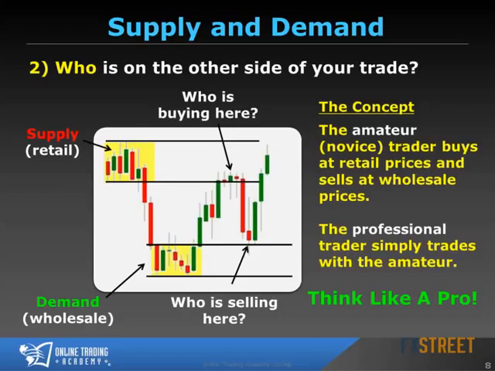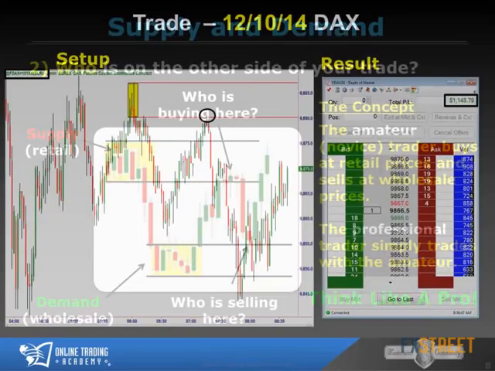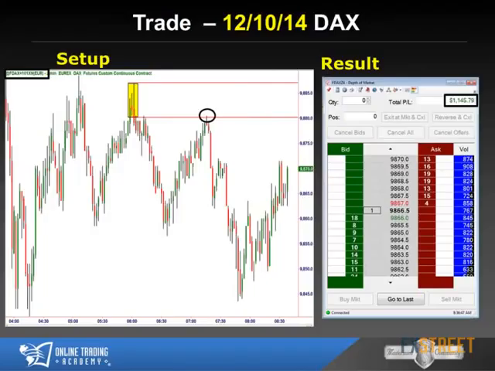So we've started to understand how to identify demand and supply. We've also started to talk about how to identify who is on the other side of your trade and why that's so important. Let's dive into some trades. This is a trade that I took this morning. Took here. This is looking at the DAX. Again, just a very short-term income trade. Made a little over $1,000 on it, but let's take a look.